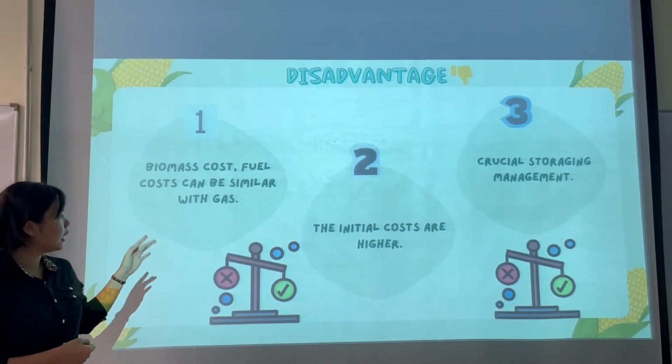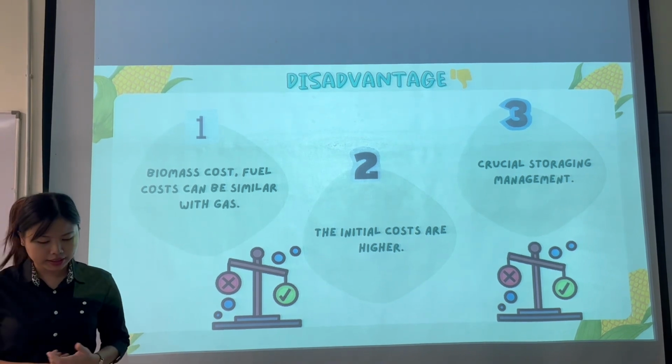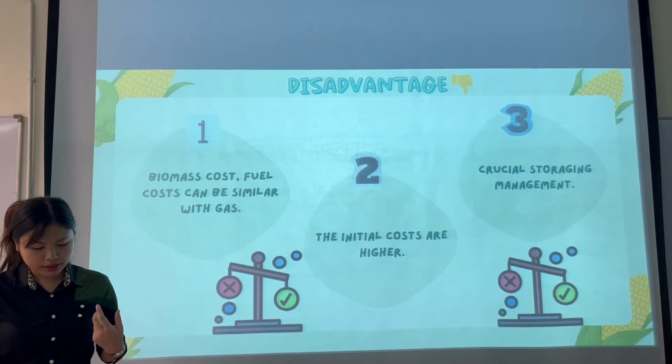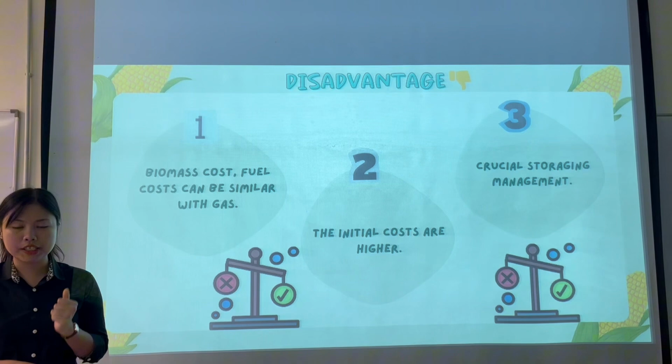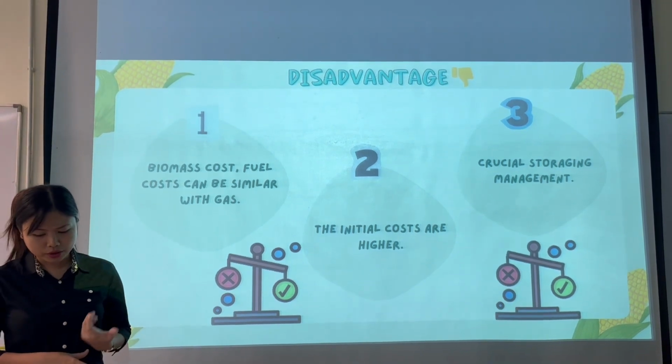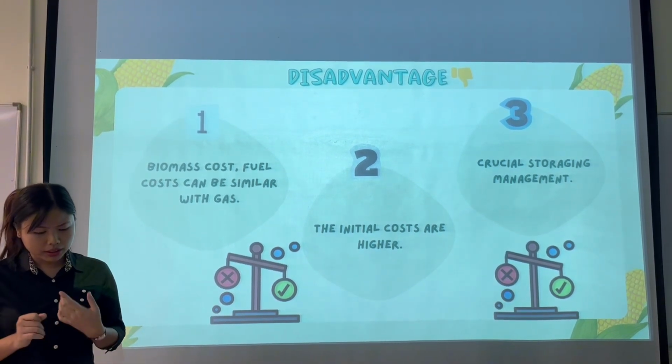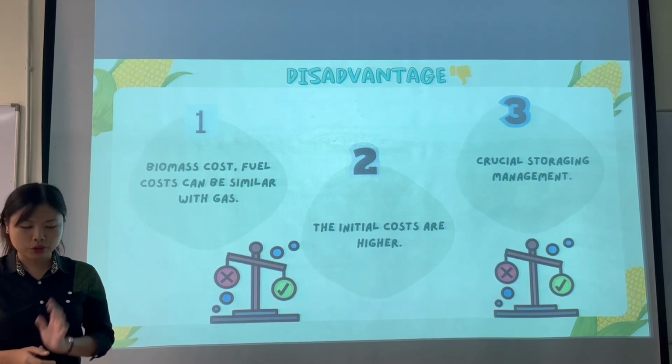The second one, the initial costs are higher. Biomass energy systems sometimes need the installation and maintenance of specialized equipment and infrastructure, which may be costly.